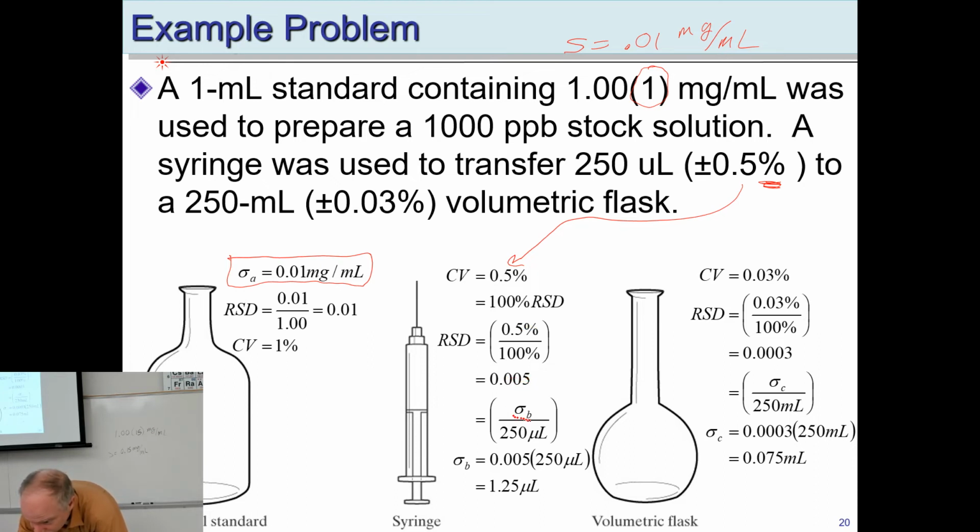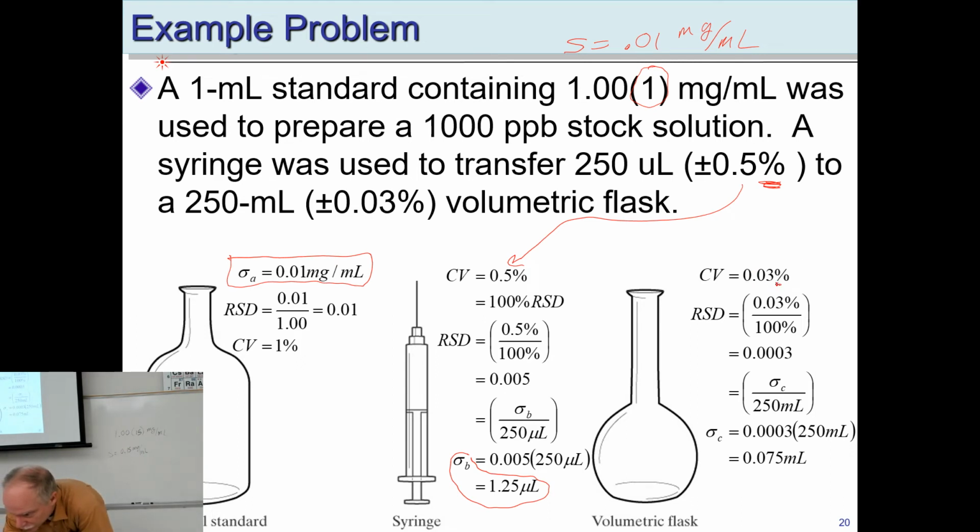And that's equal to sigma over 250 microliters. And so we need to take that 0.005 and multiply by the 250 microliters to get our uncertainty. So this is our sigma for the syringe, 1.25 microliters. That's why I was saying you need to be able to go back and forth from CV to sigma, and forwards and backwards. That needs to be just second nature. So go through this example, make sure you understand every one of these. Same thing for this one.